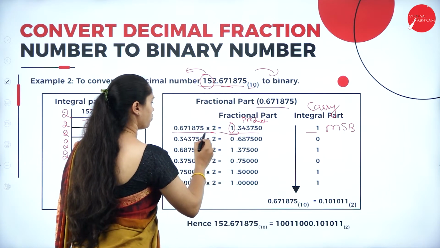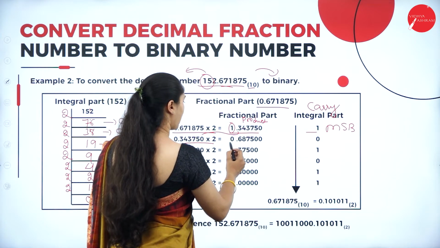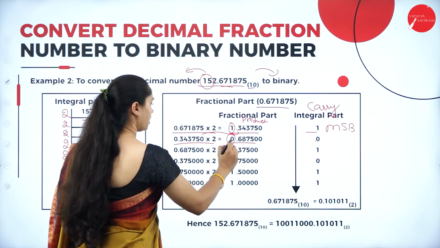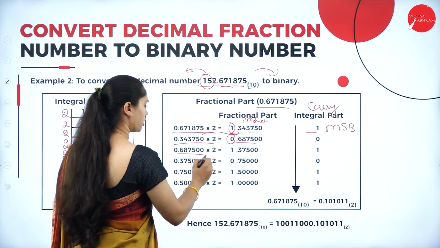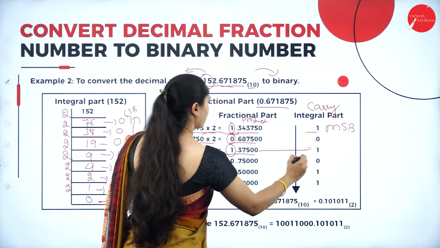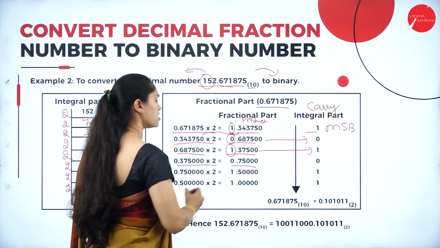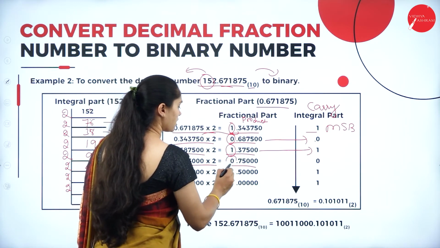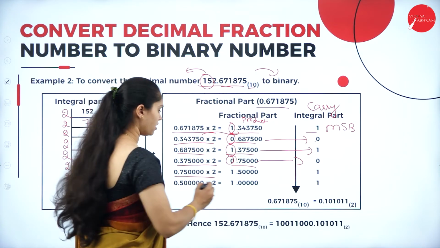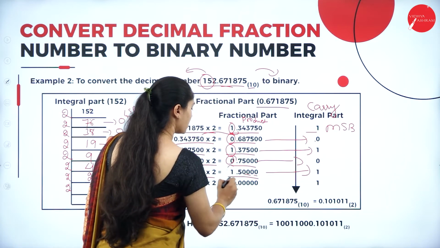Then 0.343750 will be multiplied by 2, and we get the result 0.687500. This 0 becomes the carry now. Then again 0.6875 multiplied by 2, we get 1.37500. This 1 is considered as a carry here. After that, 0.37500 multiplied by 2 gives 0.75000. The 0 is considered as a carry now. 0.75000 multiplied by 2 again gives 1.500. After that, 1 is the carry here.